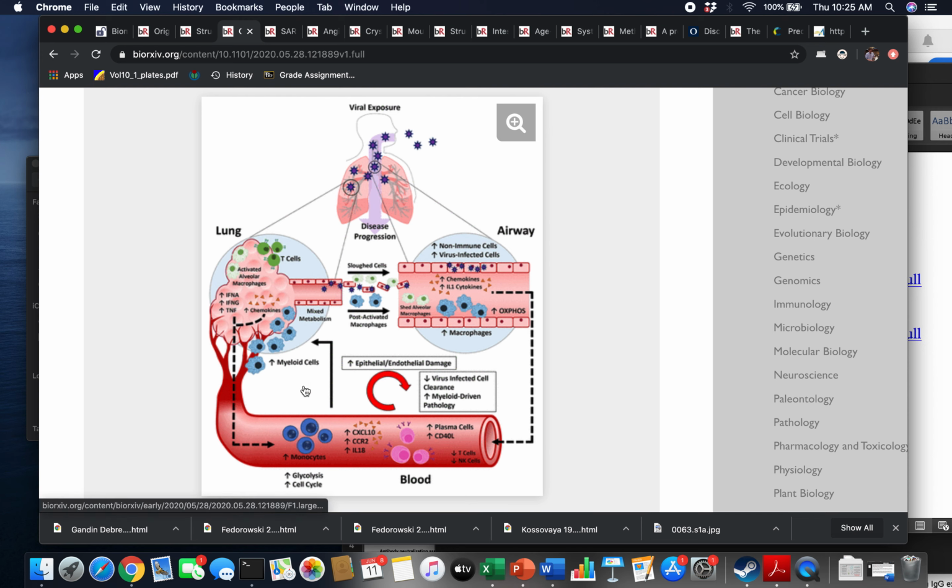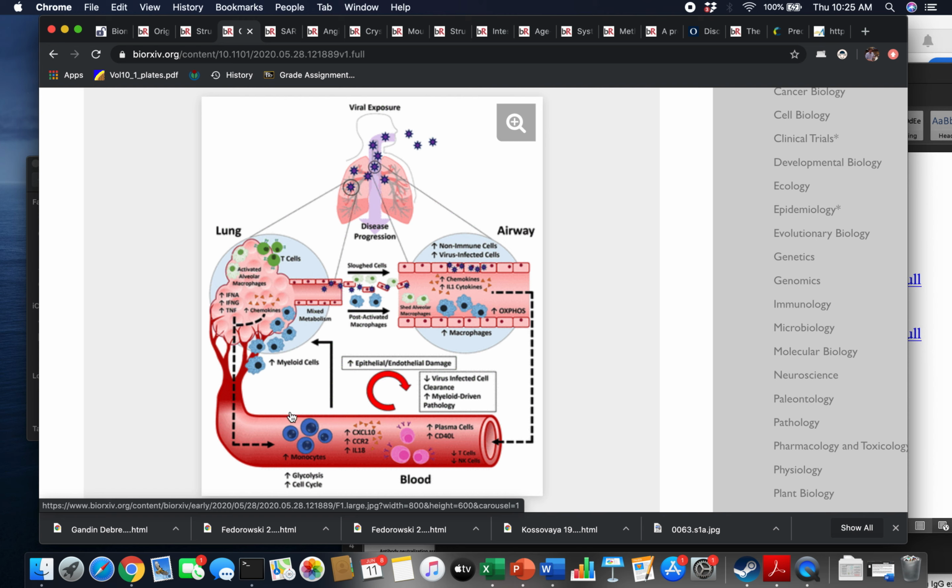Anyway, what they find in this paper is that, no surprise, most of the damage in COVID-19 comes from what they're calling myeloid cells, which are your macrophages and all of your granulocytes, your basophils and neutrophils and eosinophils and all of those guys. Together they make up pretty much all of the innate immune system, and that is exactly what we've known all the way along.